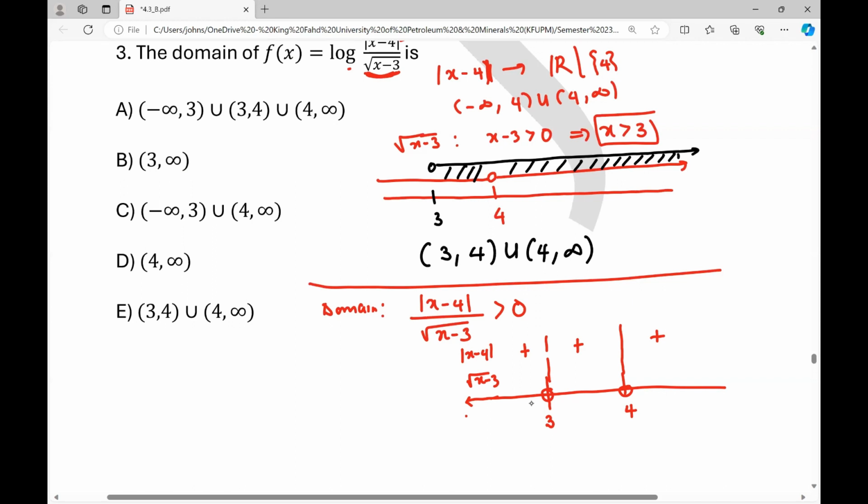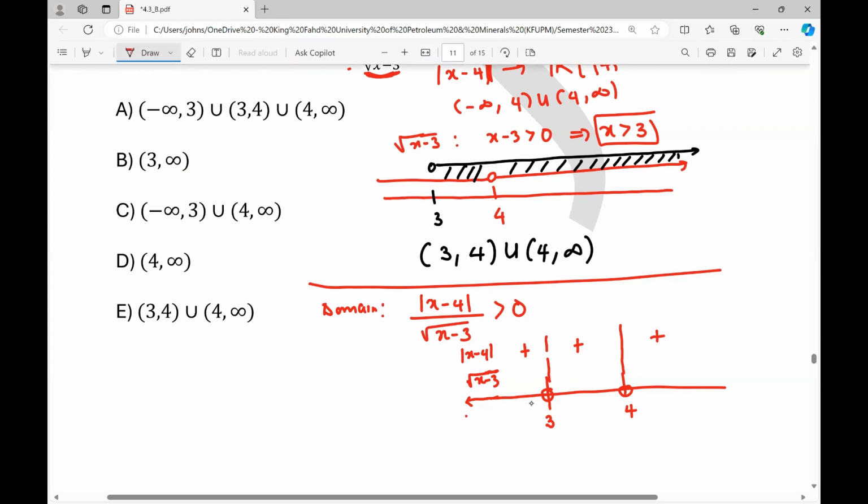For example, if you take 2, this root will not be defined. So here is undefined. So let me use this symbol. It means it's undefined. Or let me just put undefined. Right? So since it's undefined, you cannot talk about what will be the sign here. It means it doesn't make sense. Between minus infinity and 3, this function itself does not make sense.